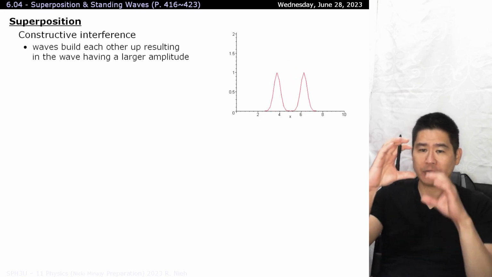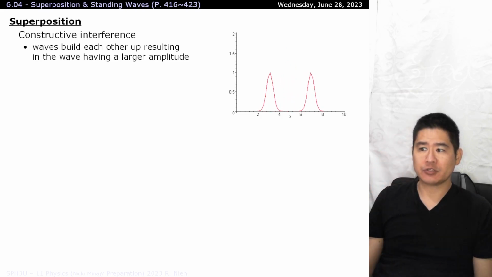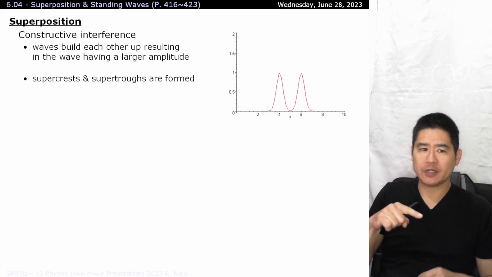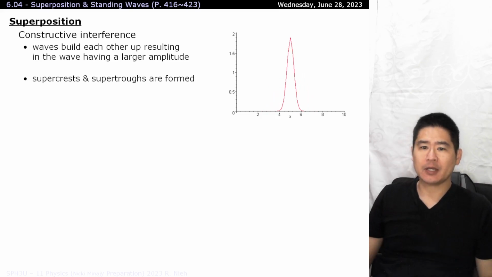Whenever you combine a crest with another crest, you form something known as a supercrest, and if you have a trough interacting with another trough, then you end up getting a super trough.